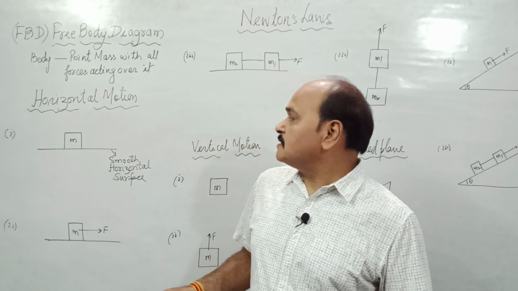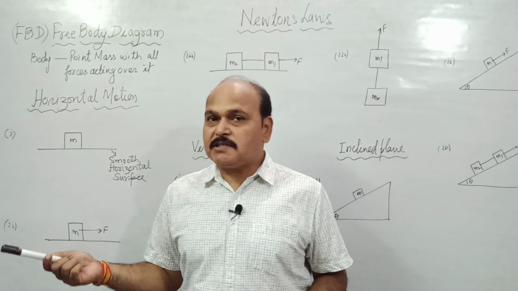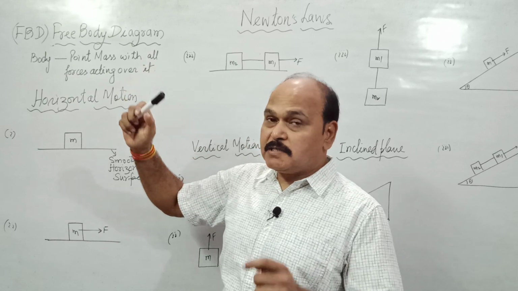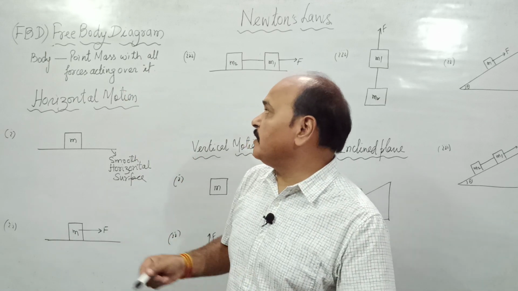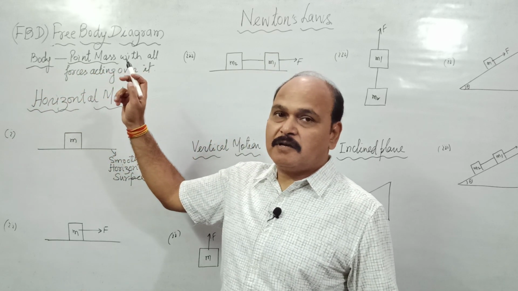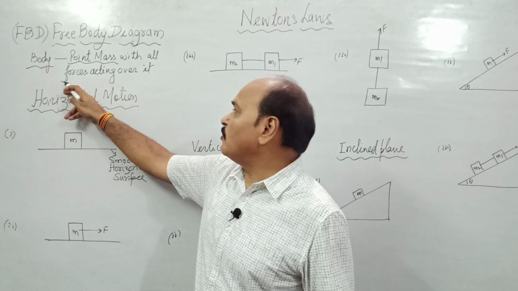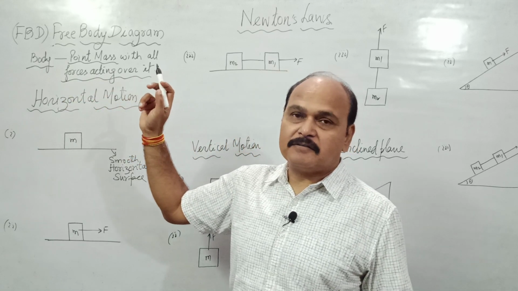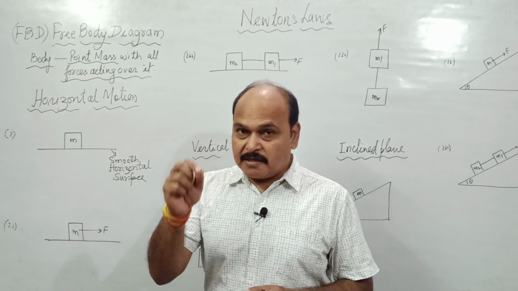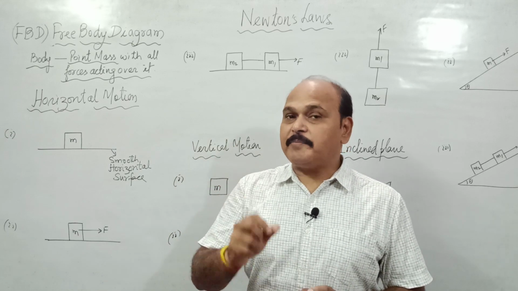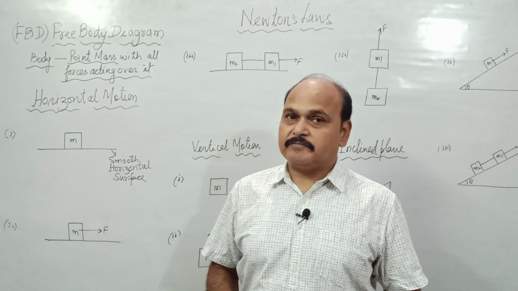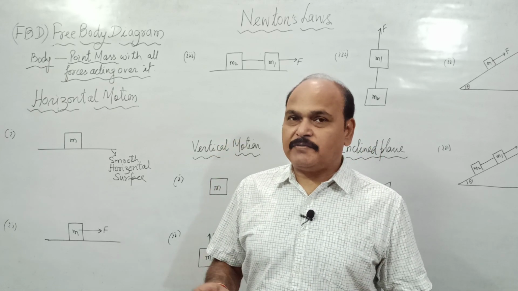Well, before starting with the numericals, let us know what a free body diagram is. A free body diagram is a diagram where a body is replaced by a point mass, and over this point mass we show all the forces acting. So a free body diagram of a body is the diagram where the body is shown by a point mass, and over that point mass we show all the forces acting over the body. So this is very, very simple.